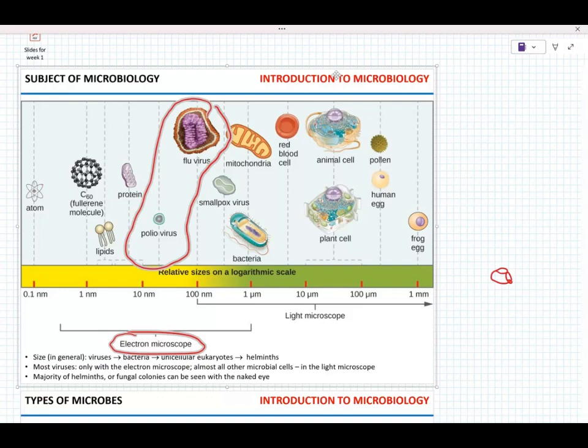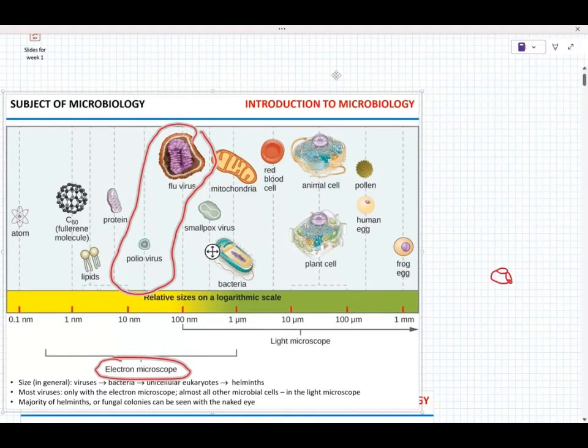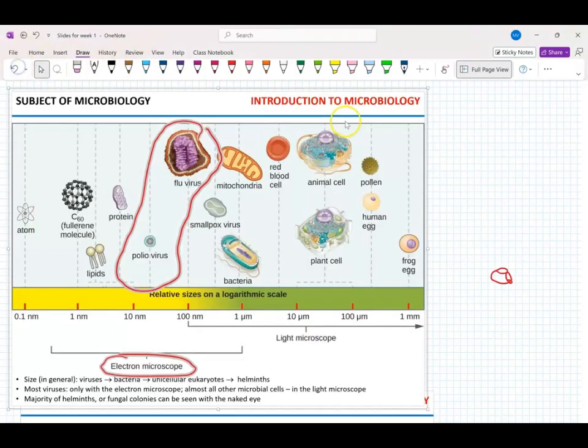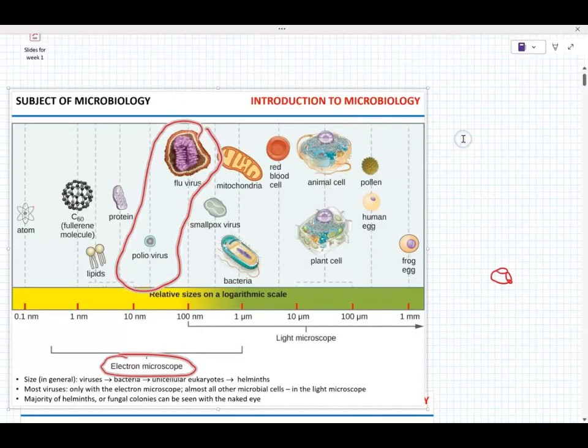No, it isn't. The largest viruses, not even the smallpox, but viruses like Pandora virus, you can fairly clearly see in the light microscope. Does that make sense? So we can say that in general, you need an electron microscope to see viruses. But there are exceptions to the rule.